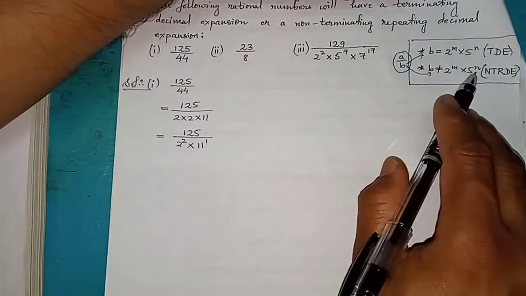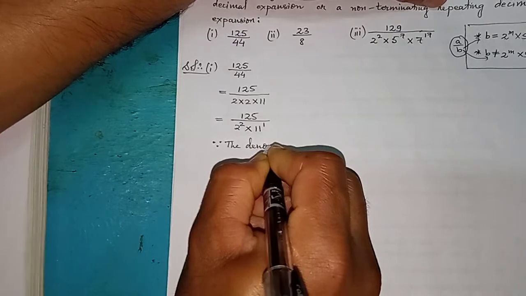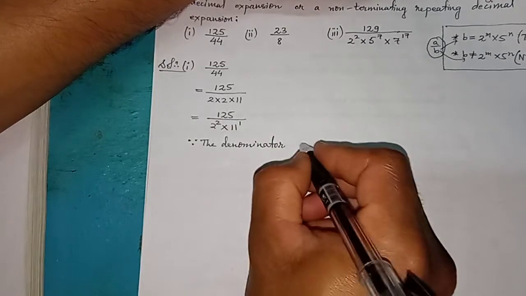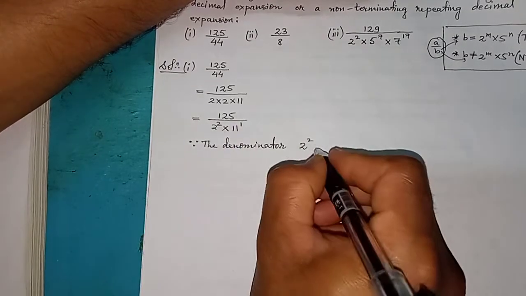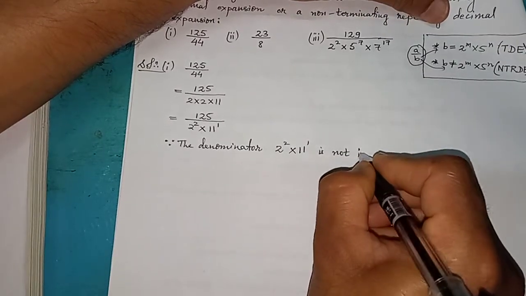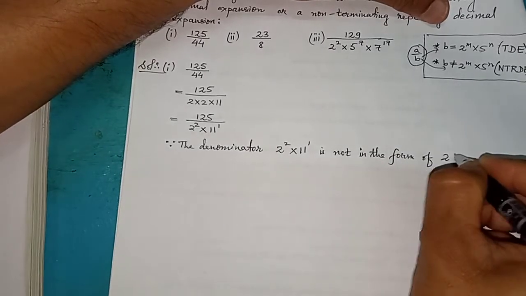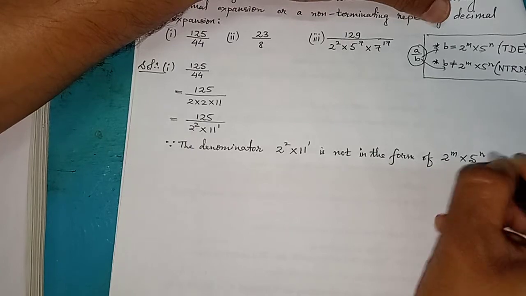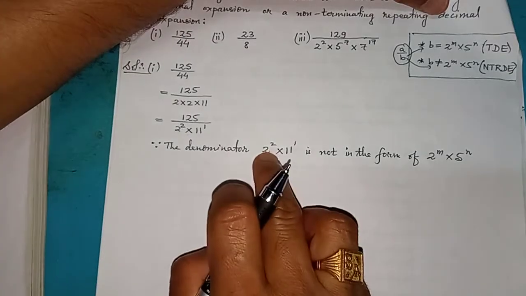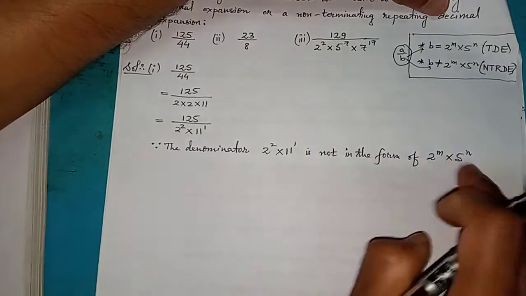It is not in this form. Since the denominator clearly mentions the denominator, what is the denominator here? 2 square into 11 to the power 1 is not in the form of what? 2 to the power m into 5 to the power n. See, it's not in this form. We need 2 matching, but 11 and 5 are not matching. So it means it's not in this form.